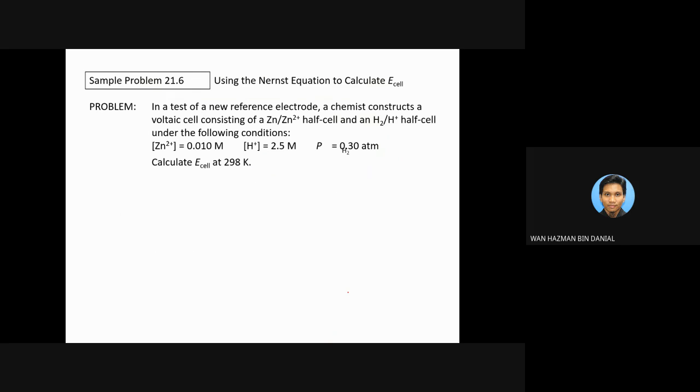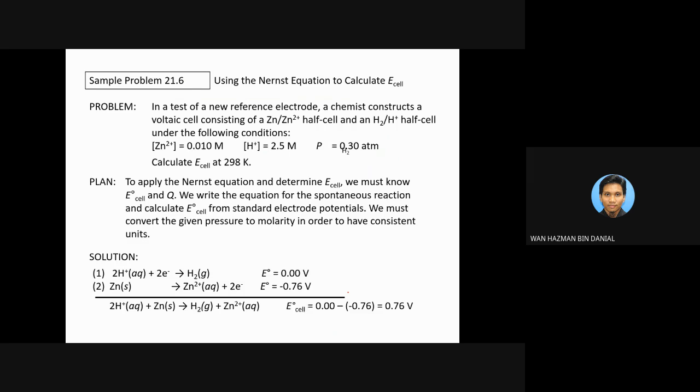Ini ada inilah contoh soalan dia. Okay, so in the test of a new electrodes, a chemist construct a voltage cell consists of a zinc and the H2 under the following conditions. Okay, kita ada zinc. So as you can see here, dia punya concentration and the pressure semua is not non-standard. Okay, so it's non-standard. Okay, so bila non-standard kita kena pakai Nernst equation. We need to apply this Nernst equation to determine the E cell.